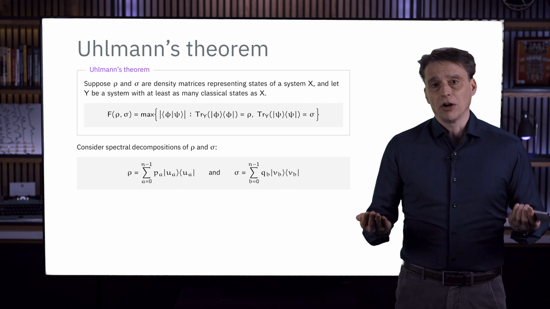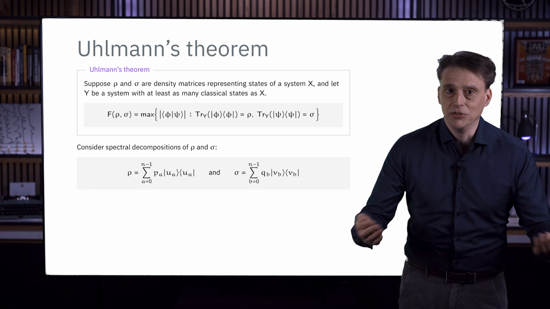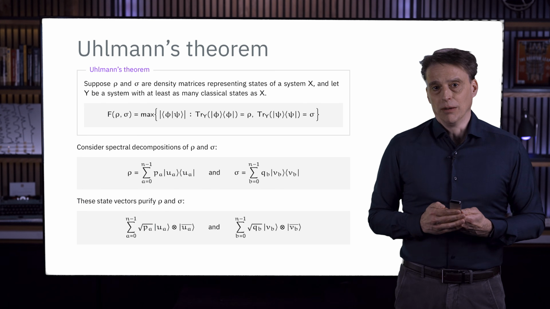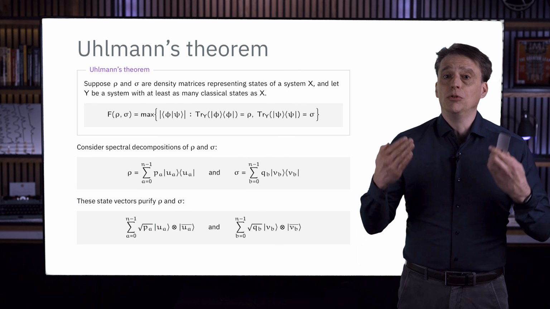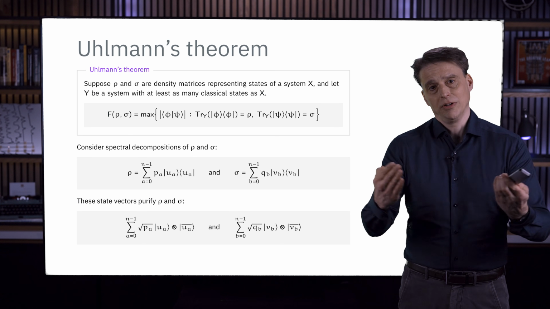To prove it, we'll start with spectral decompositions of our density matrices. No surprises there. Once we have spectral decompositions, it's easy to come up with two specific purifications of these states. But here we're actually going to play a trick.